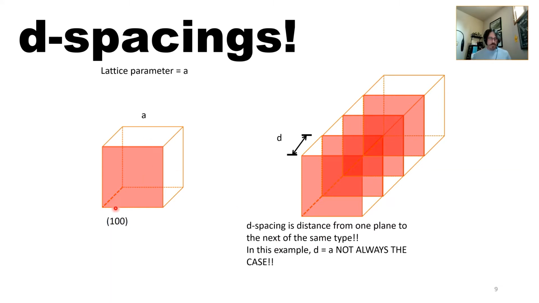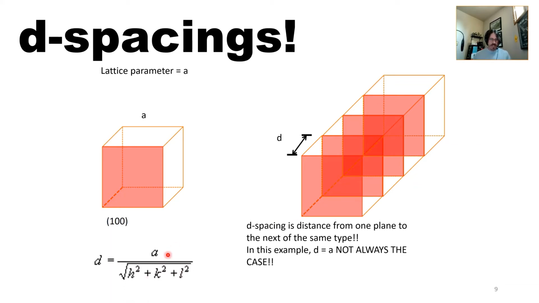So from one 100 plane to the next 100 plane, your D equals A. Pretty simple. It's a cubic structure, and we see this repeat pattern here. The punchline of this slide is that D-spacing is the distance from one plane to the next same plane. So the distance from one 100 plane to the next 100 plane in the neighboring unit cell is D. That's what D-spacing means. It's not always the case that D will equal A.